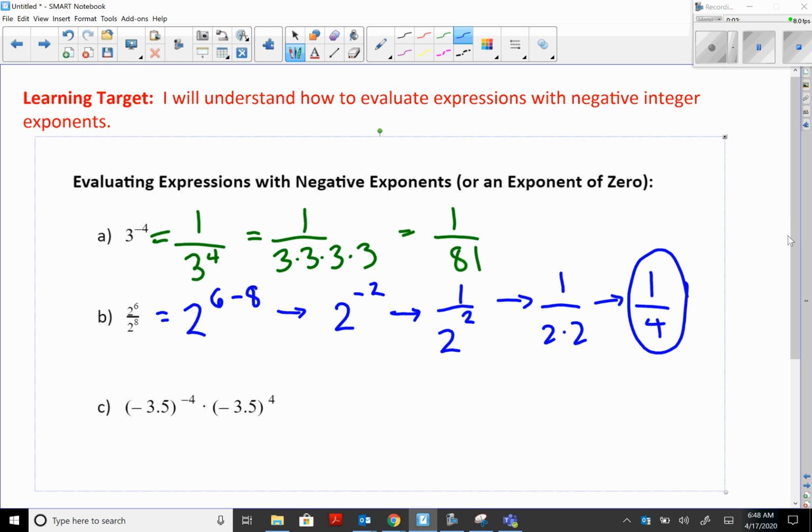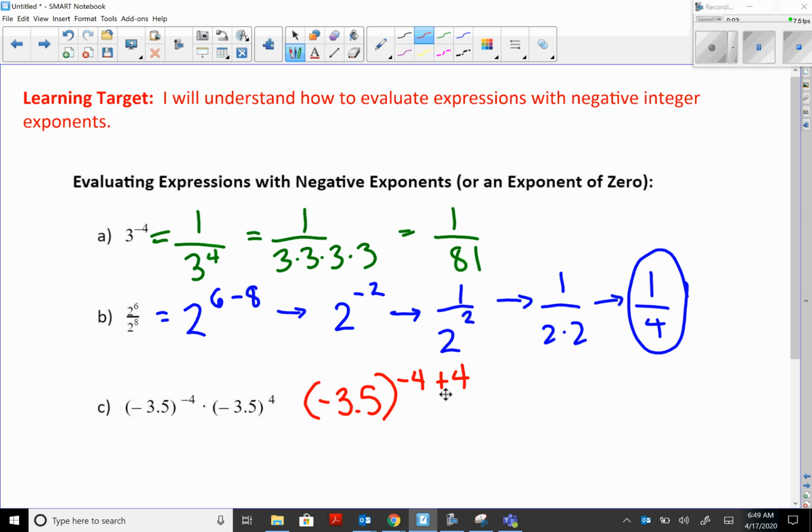Okay, on C, we have the same base numbers and we're multiplying. So now we're going to use that product property, which tells us that we can add our exponents. So I have a -4 and I'm adding a +4. -4 plus 4 is 0. So I get -3.5 to the power of 0. And if you recall, what we just talked about is that no matter what the number is, if you raise it to the power of 0, your answer is always going to be 1.